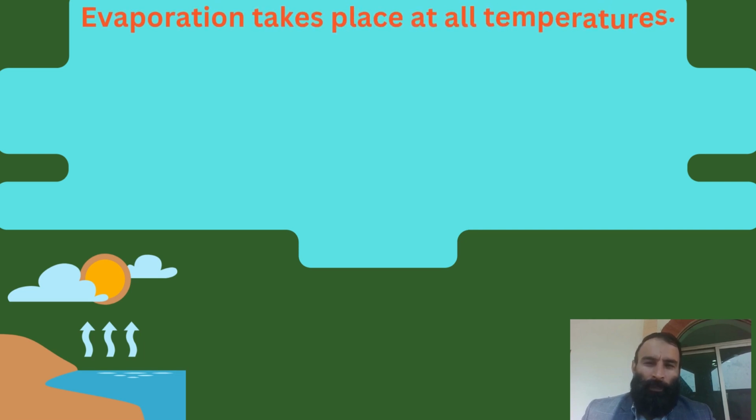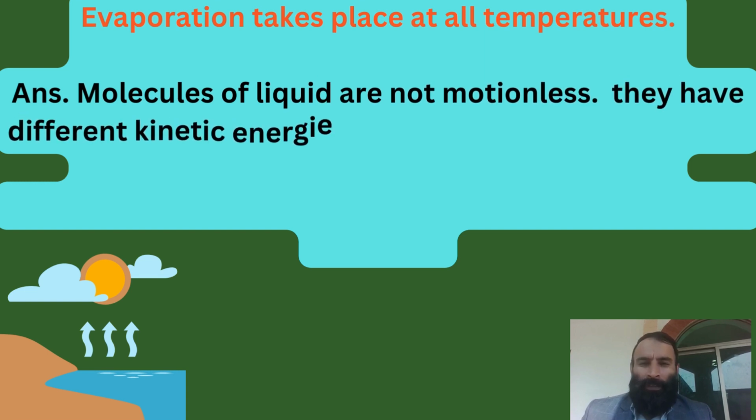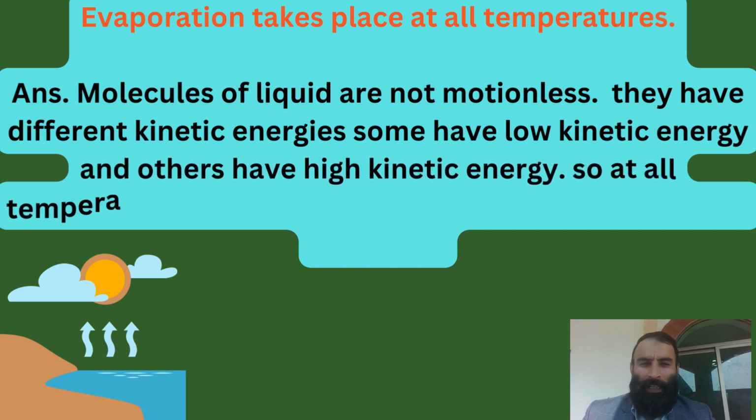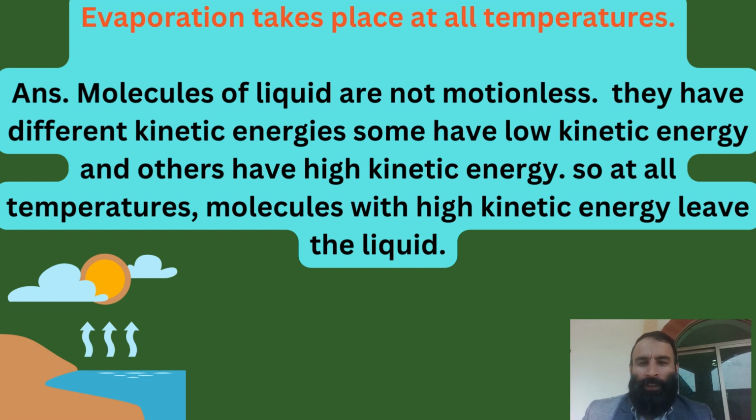There is a short question: evaporation takes place at all temperatures. We can justify this statement by declaring that molecules of a liquid are not motionless and energy is not equally distributed among them. Some molecules have high kinetic energy, they move very rapidly, and others have low kinetic energy, they move very slowly. One of the high kinetic energy molecules, when it reaches the surface of the liquid, can break the intermolecular forces with other molecules present on the surface, and may escape the bulk of the liquid and become vapor.